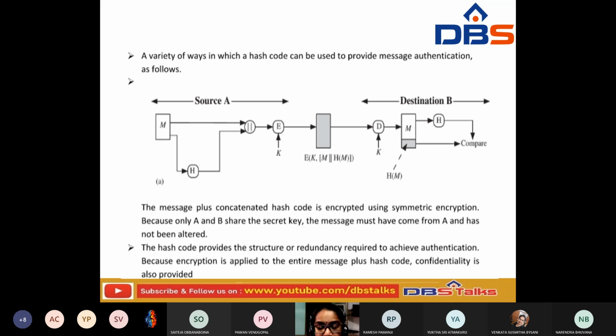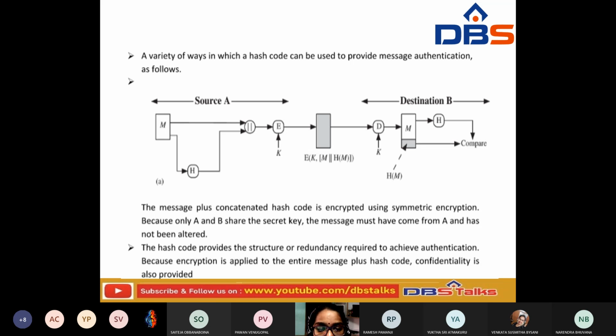Source means the sender, the place from which the sender sends. Destination means the place where the receiver receives. Here the source is sending the data. After that, we apply the hash function, and for that hash function we perform the encryption. By encrypting and applying the hash function, we send it to the destination. At the destination, again you have to perform the hash function on that particular message, because it is not the original message. After applying that hash function, at the destination side the receiver will receive the original message.